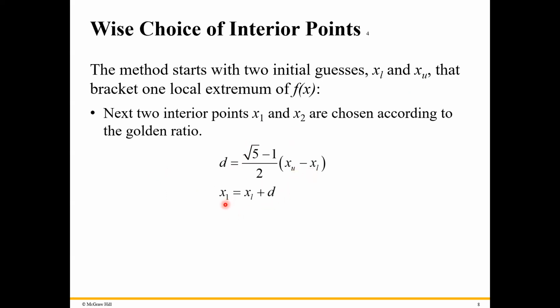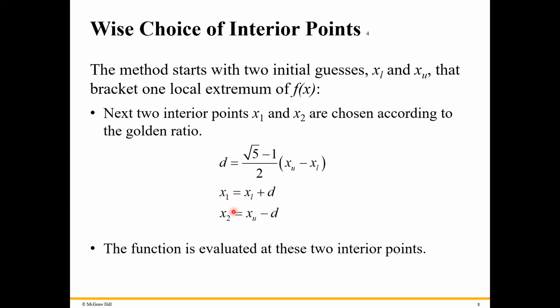And then from here, x1 will be given by xl plus d, and x2 will be given by xu minus d. Here we note that d is about 0.61%, so x1 will be on the right-hand side and x2 on the left-hand side. So we will have the points xl, x2, x1, and xu in that range from left to right.